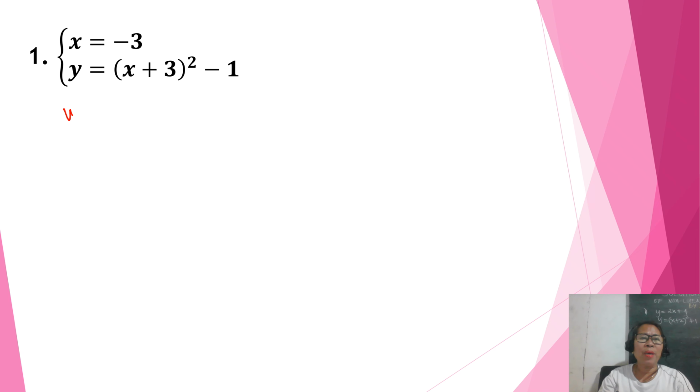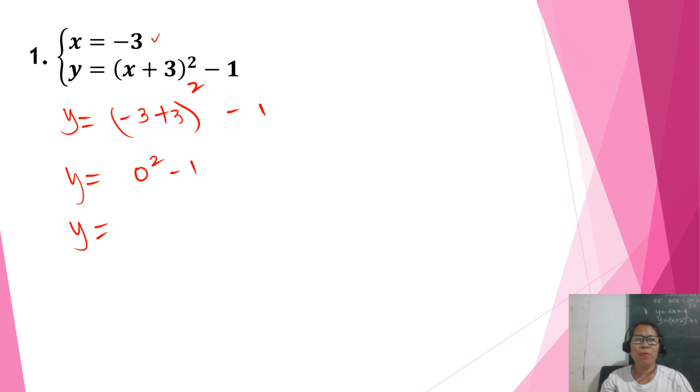So equation B is now y equals (-3 plus 3) squared minus 1, since the value of our x is -3. So y is equal to -3 plus 3, that is 0. Zero squared is of course 0, minus 1. So y is equal to -1. So our solution to this system is x is -3 and y is -1.